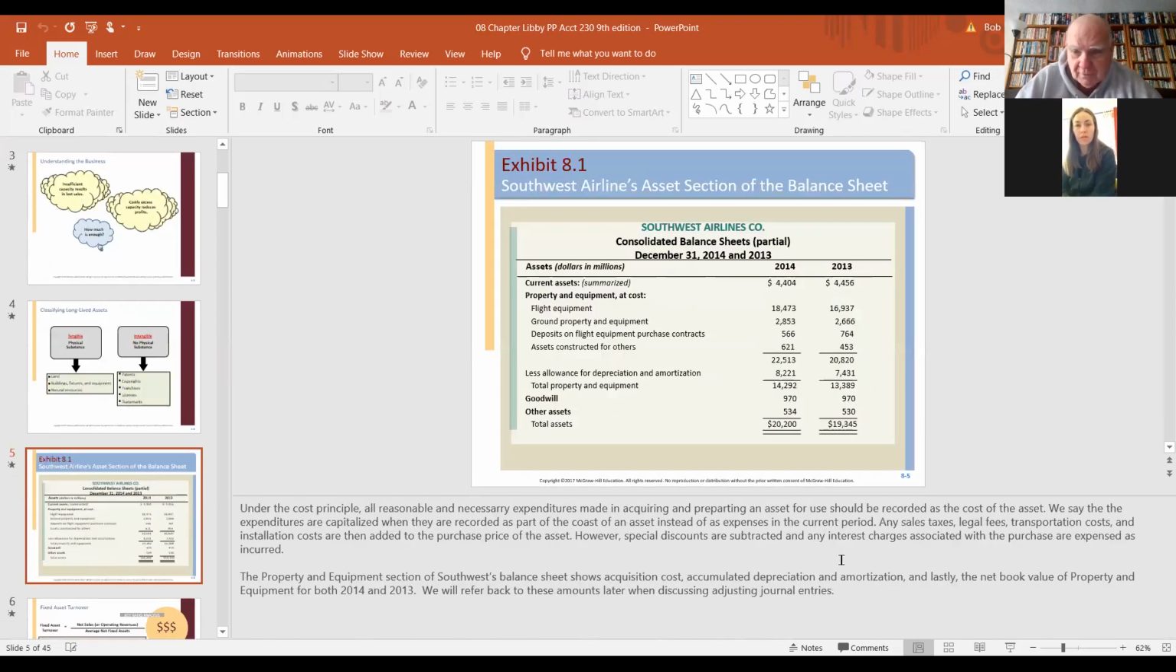And they're just showing you how it looks on the balance sheet. You're going to see all the original cost items, less the accumulated depreciation, gives you the net property and equipment, and then goodwill is another long-term asset.